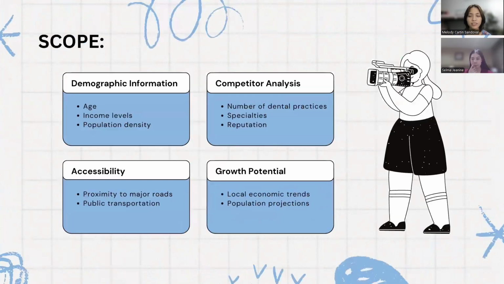So, the scope of this analysis includes the demographic information, which includes age, income levels, and population density. Competitor analysis, which involves the number of dental practices, their specialties, and reputation. Accessibility, which comprises the proximity to major roads and public transportation. Lastly, growth potential, which consists of the local economic trends and population projections. These factors are important in the decision-making process of choosing the most suitable location for a dental practice.